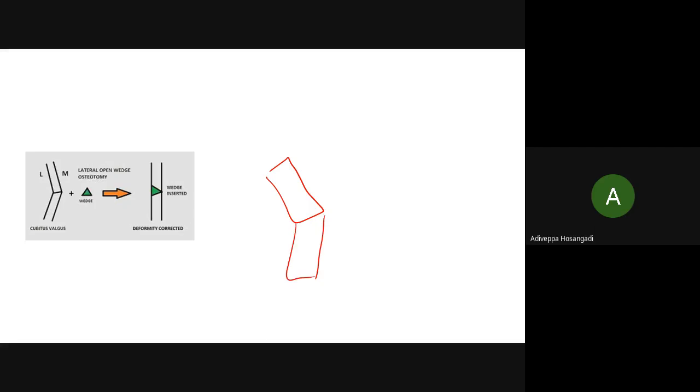Okay. So what I will do, it applies for both varus valgus, medial lateral. I am not trying to mention that. I am just giving the principle of wedge osteotomy, open wedge or closed wedge. There is a deformity like this. So what you do, you remove this much bone, the lateral portion, and close this. This is a closed wedge.